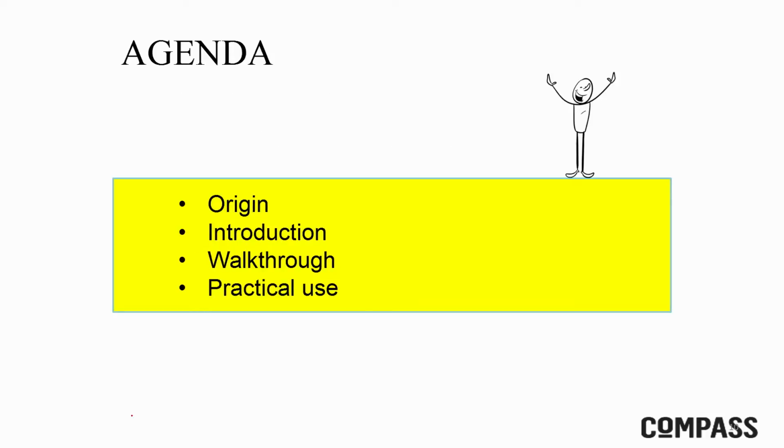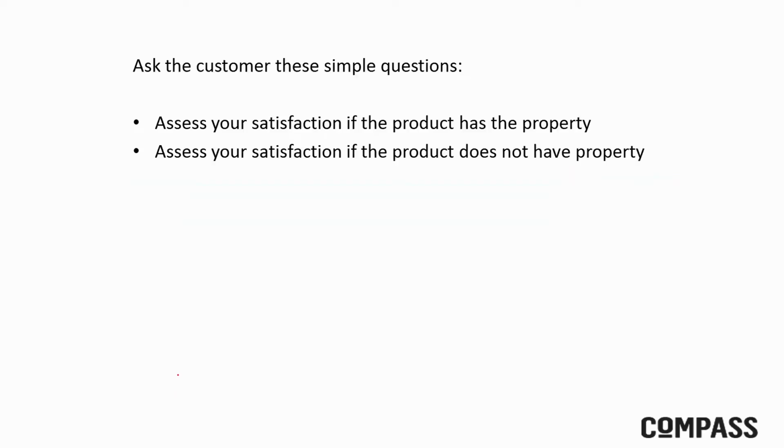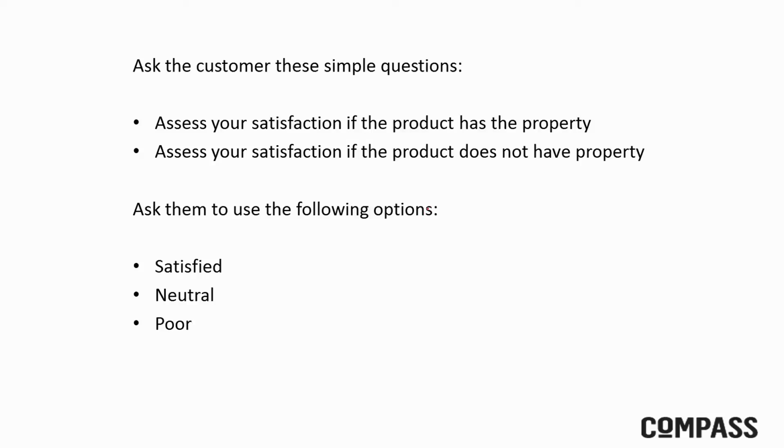Let's look at the practical use. We ask the customer these simple questions. Assess your satisfaction if the product has this property, and assess your satisfaction if the product does not have the property. And please use the following options: satisfied, neutral, and poor. So you take the different product characteristics and ask the customer to categorize them according to these options. And then you can put it into the model.